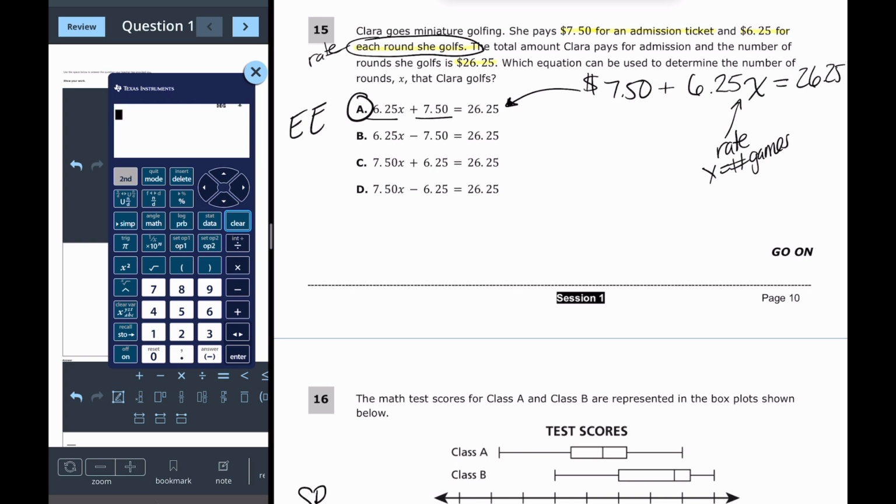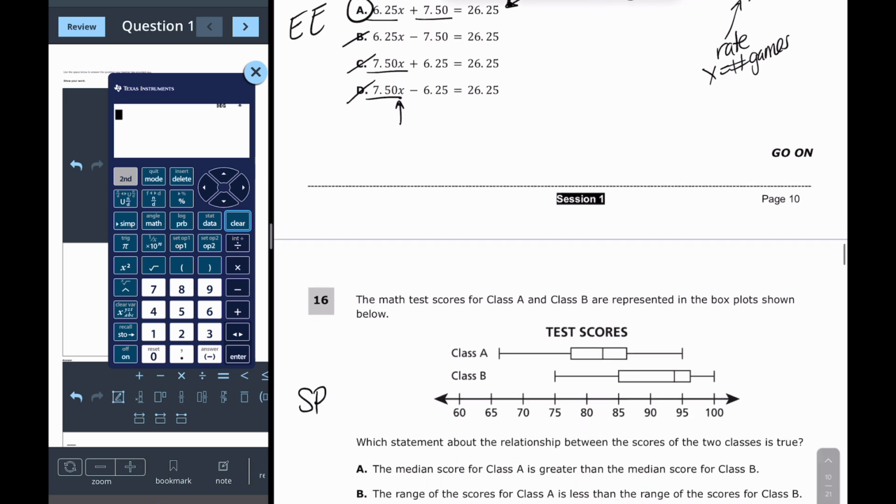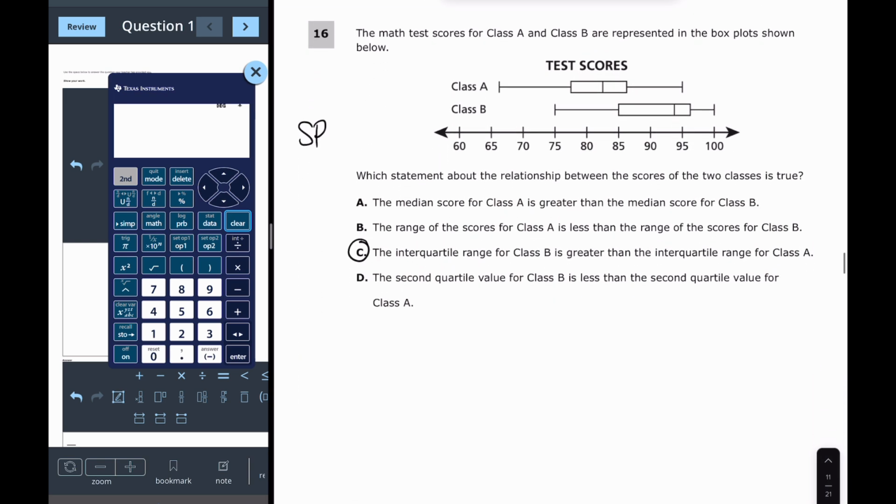The second one doesn't work because, of course, there's a subtraction sign. And these don't work, C and D, because my rate is not $7.50 per game. Okay, let's move on to the next one, 16.